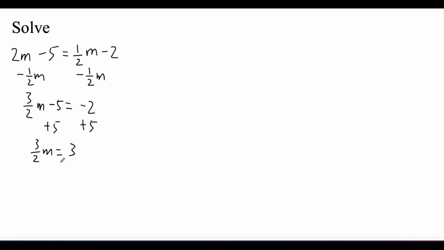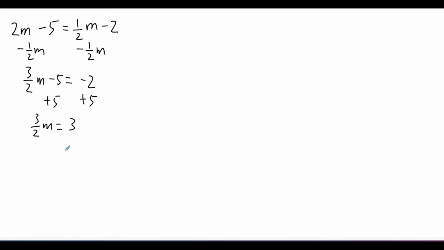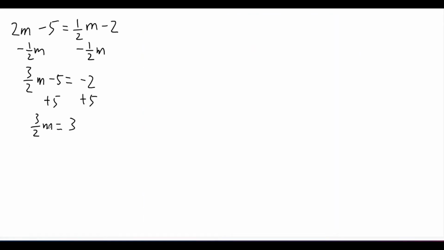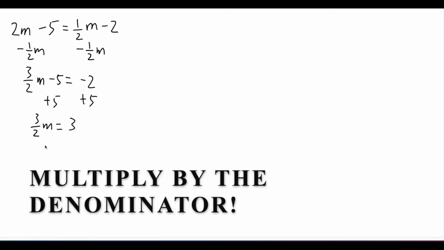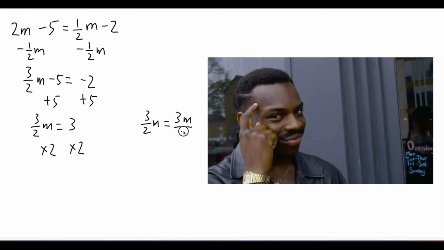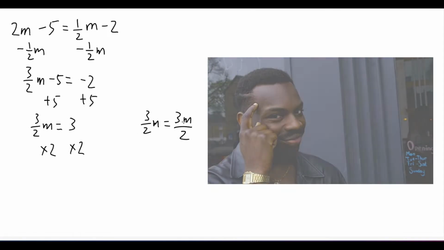Now, to move on to the next step, there's actually a few ways that you can do this. Now, there's a slow way and there's a quick way. So I'll go to the slow way first. Okay. So the slow way is to do it like this. So you have a 3 on 2m. So this is a fraction. To get rid of the fraction, we have to multiply by the denominator. In this case, the denominator is 2. So we can multiply both sides by 2. Right? And for those of you that don't know, 3 on 2m is actually equal to 3m on 2. Okay. So make sure that you know this. They're exactly the same.